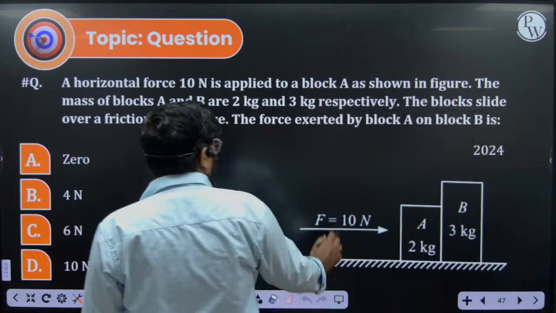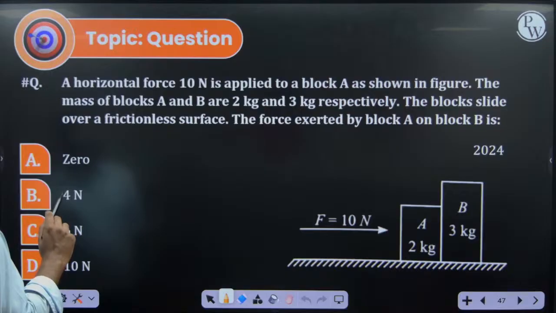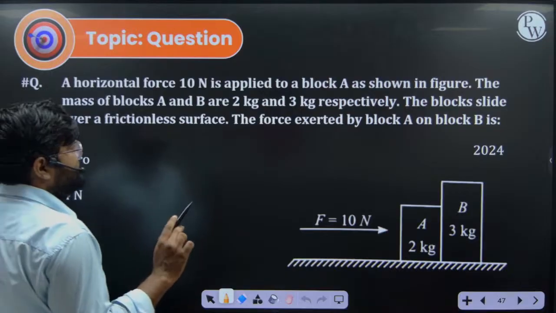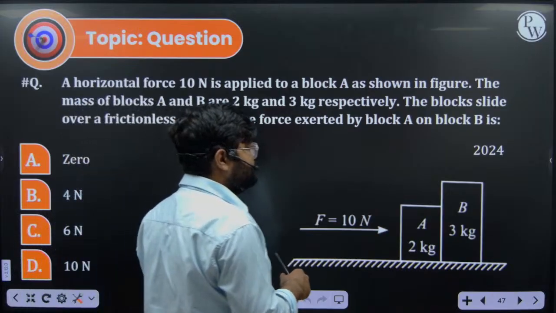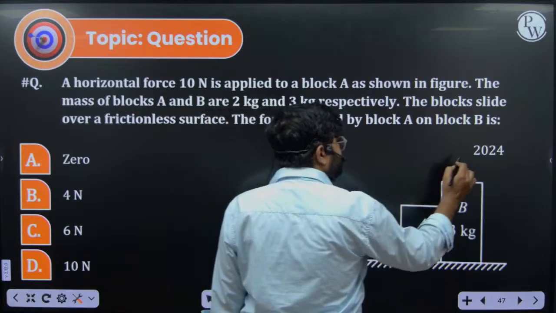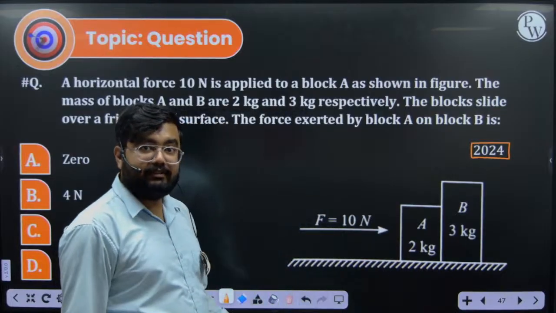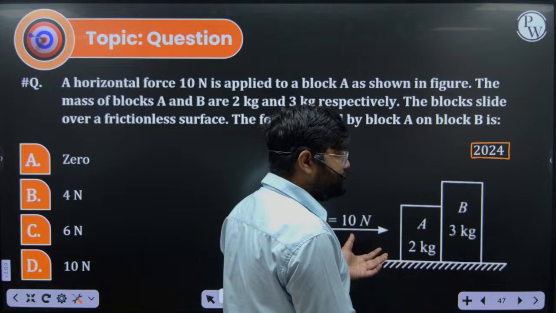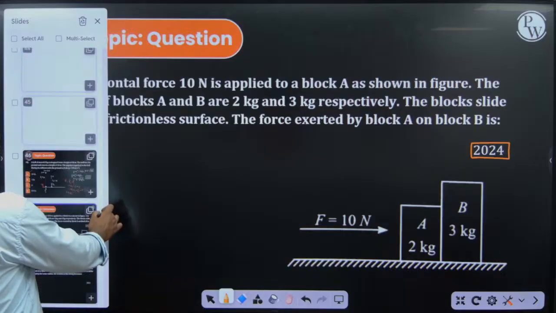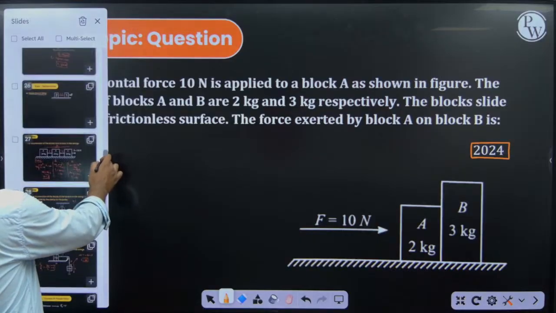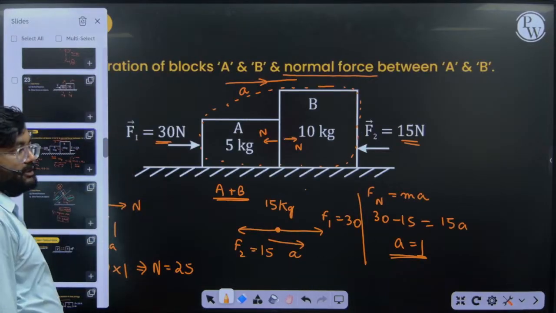A horizontal force 10 Newton is applied to a block A. Masses of blocks are given. There is no friction. We have to find the force exerted by A on B. Now see, this type of question we have done in class today itself. And this was asked in NEET 2024. And it's a very easy question. We have done this type of question in class today. I can show it to you. In fact, I think we have taken more blocks than that, maybe. See, look here. Similar question, we have done it today.